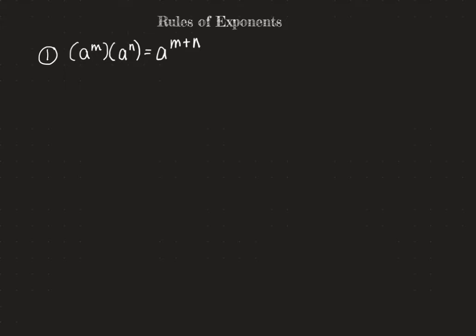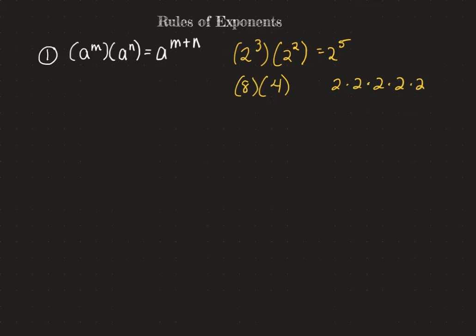For example, 2 cubed times 2 squared, which is 2 to the third power times 2 to the second power. You keep the base the same as you multiply those, and you add the exponents, so you get 2 to the fifth. Let's check to see if that's true. On the left, 2 cubed is 8, 2 squared is 4. On the right, 2 to the fifth is 2 times 2 times 2 times 2 times 2. On the left, we have an equivalent to 32, and on the right, that is also equal to 32. And that's how our first rule works.